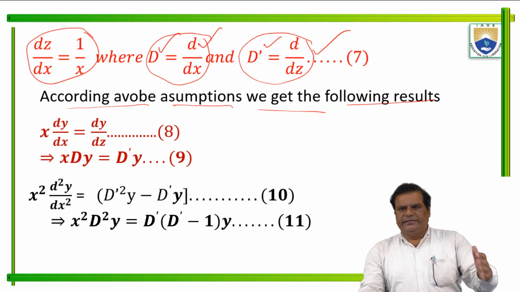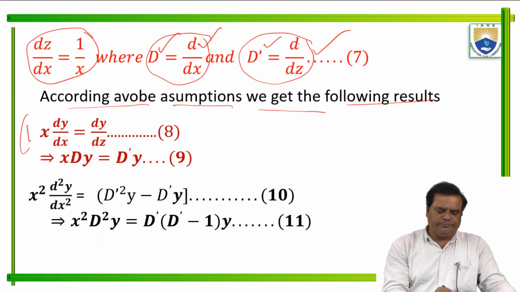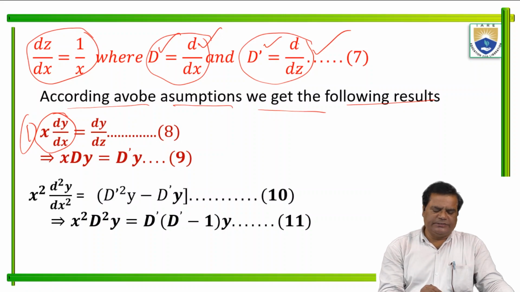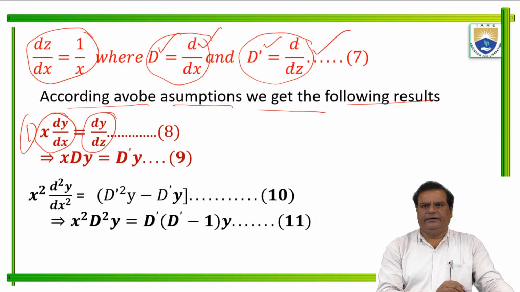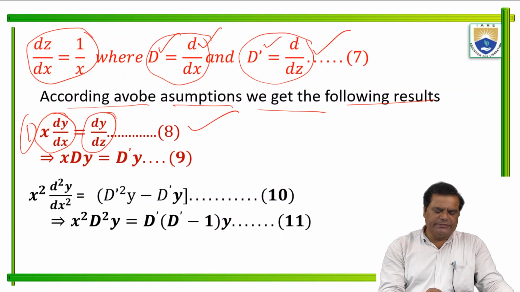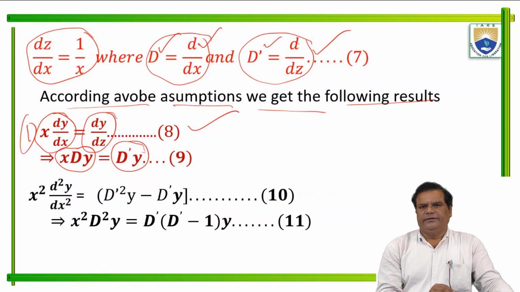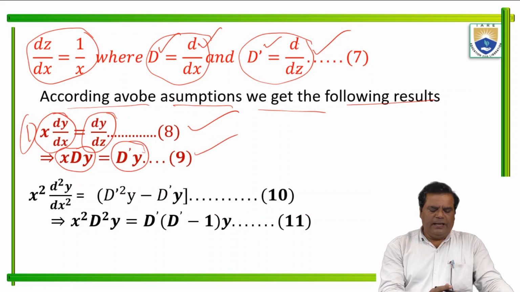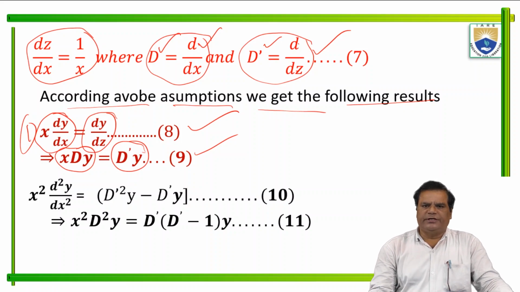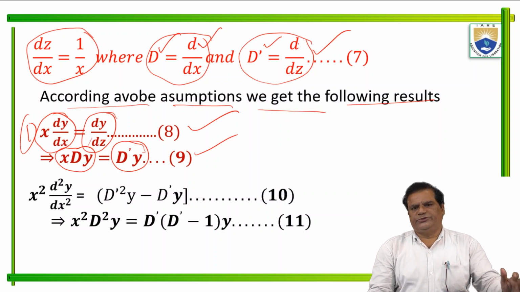I am saying that these results are very important. So you see here number 1, in our question is x dy dx. x dy dx is dy dz. This is equation number 8. x dy dx is D dash y. This is equation 9. The left hand side terms are given in our question, and we convert them into the right hand side terms.